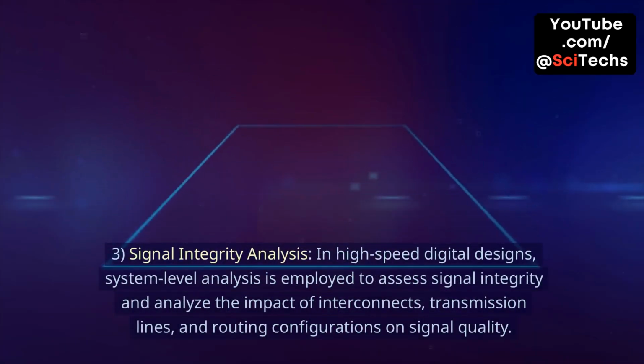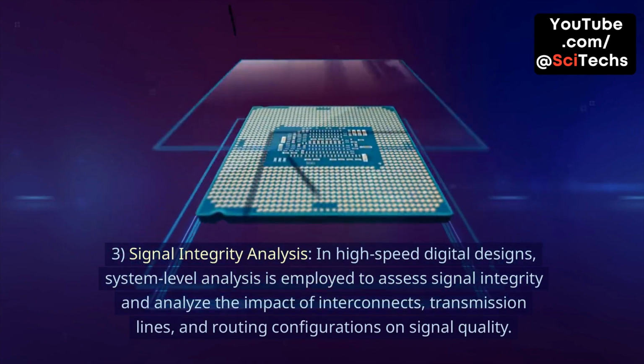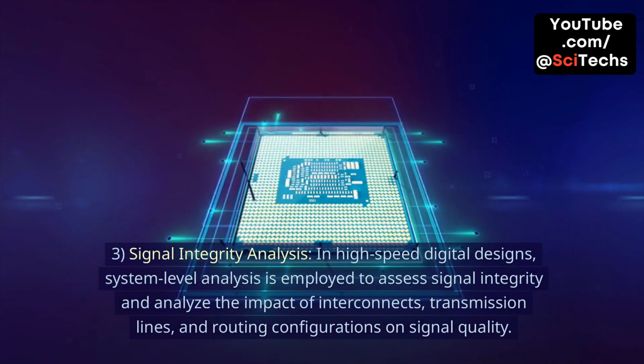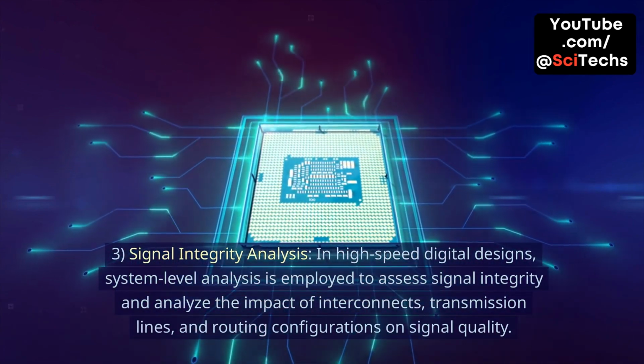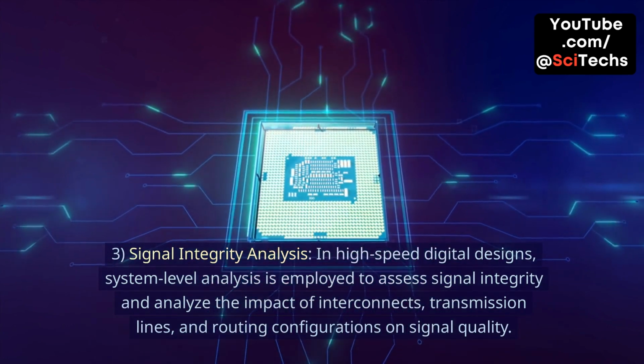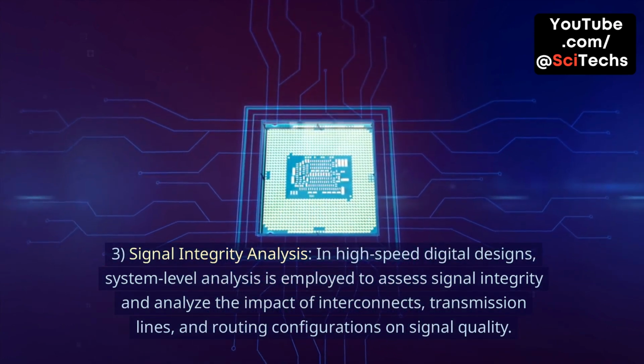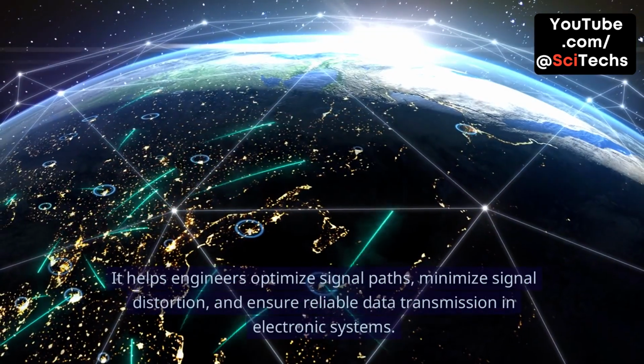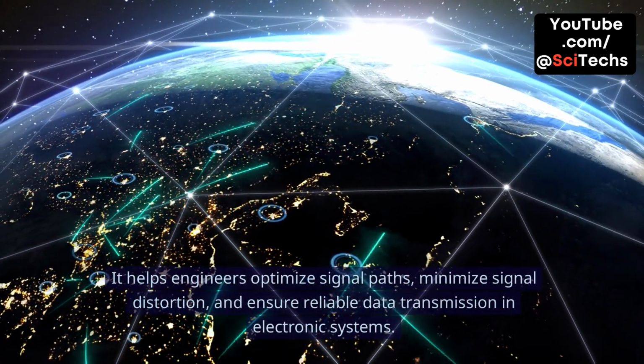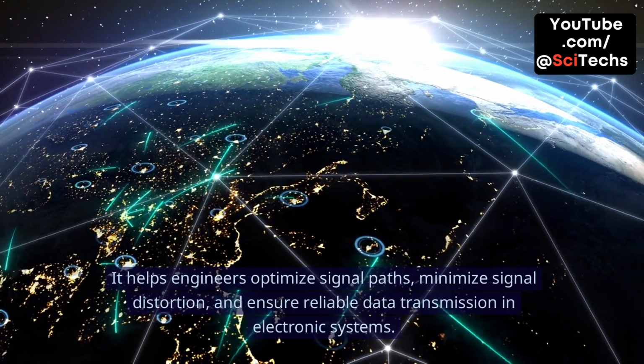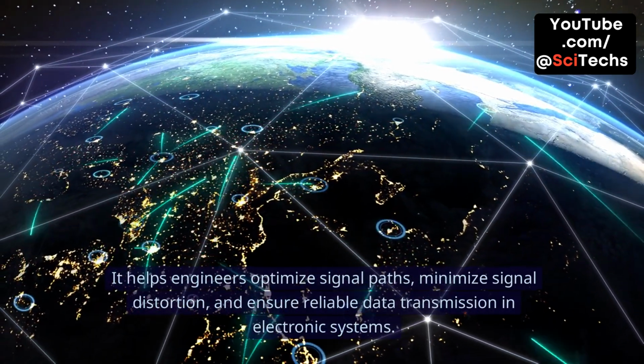3. Signal integrity analysis. In high-speed digital designs, system-level analysis is employed to assess signal integrity and analyze the impact of interconnects, transmission lines, and routing configurations on signal quality. It helps engineers optimize signal paths, minimize signal distortion, and ensure reliable data transmission in electronic systems.